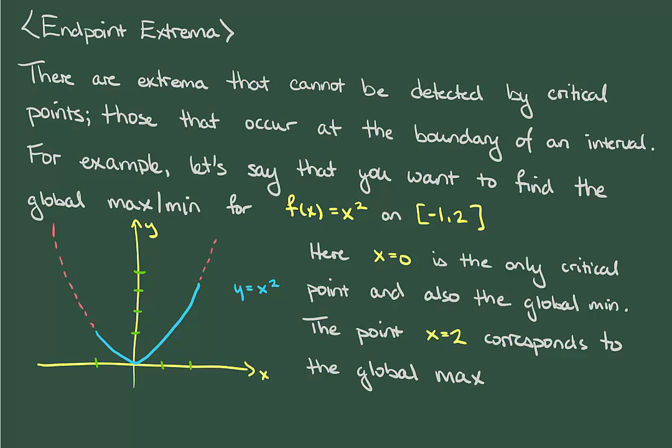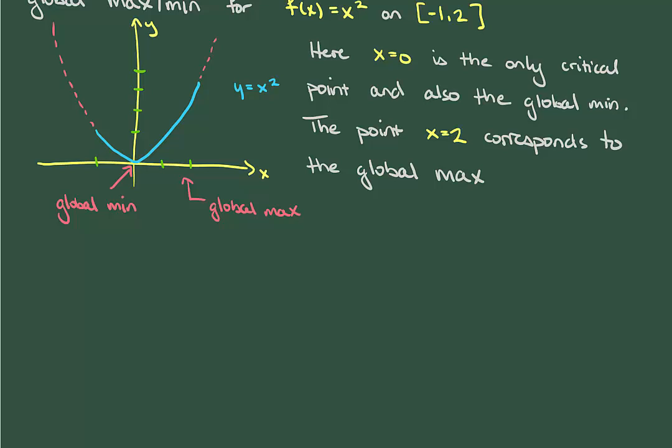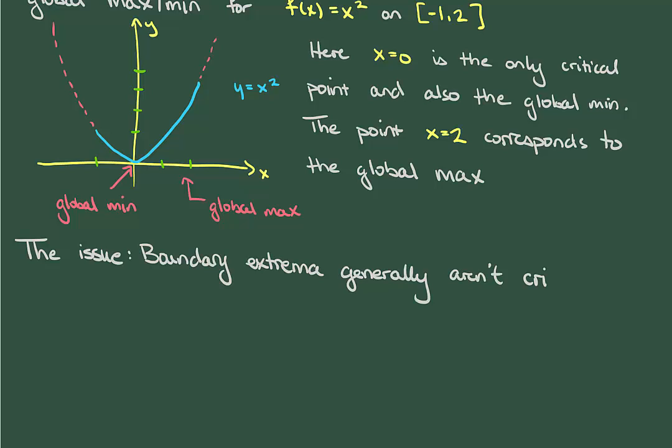And it's not too hard to see why it's not a critical point. If our function had not been restricted to this interval, this would not be a potential maximum. Rather, it's only because the function was cut off as it was growing that x equals 2 is a potential maximum. So in this case, one global extrema was a critical point, but the other was an endpoint. And, as I mentioned, the reason for that is that generally endpoint extrema do not need to be critical points.